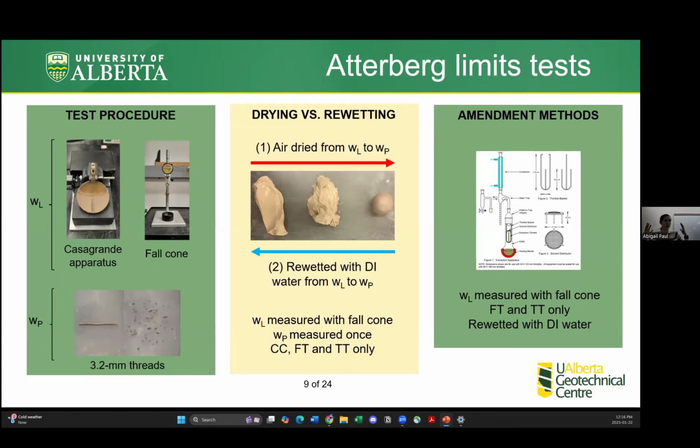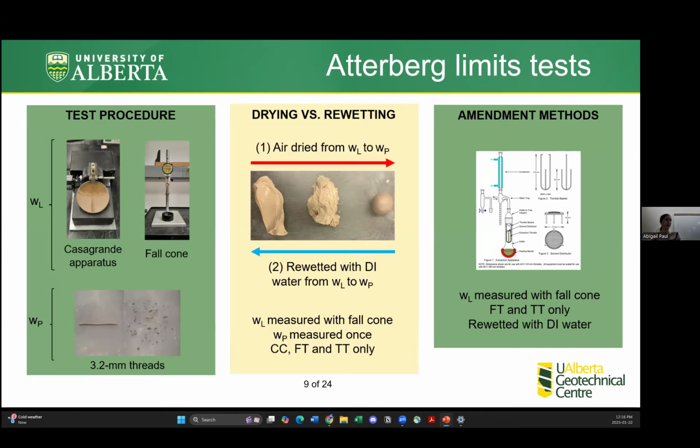So for the Atterberg limits tests themselves, my goal was to see how changing different aspects of the material and test procedure would change the measurement. So looking at test procedure, I used both the Casagrande cup and the fall cone for the liquid limit, and then for plastic limit, I just always did the thread rolling method.